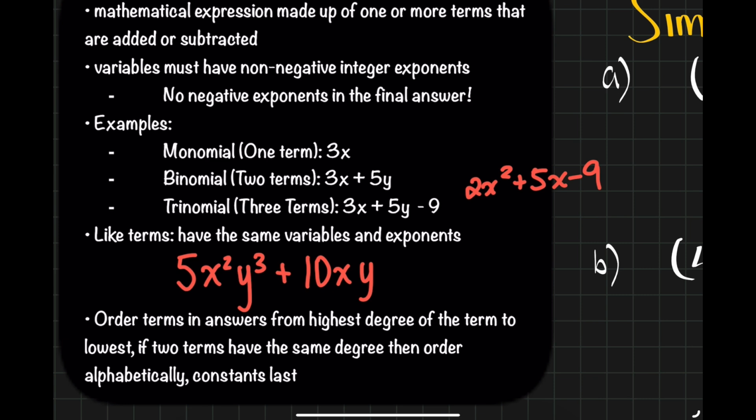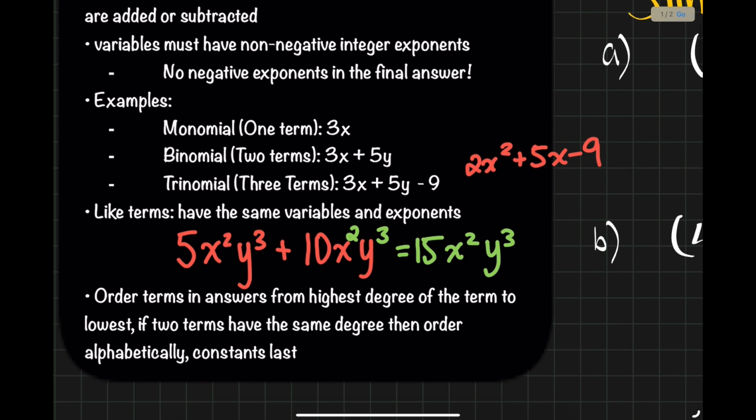However, if I were to adjust the second term, and you can't just change it if you want to, but I'm just saying that instead, if our example had been 10x squared y to the power of 3, and we were trying to add that to 5x squared y to the power of 3, then we could go ahead and add them together and get 15x squared y to the power of 3. So that's the difference between like and unlike terms.